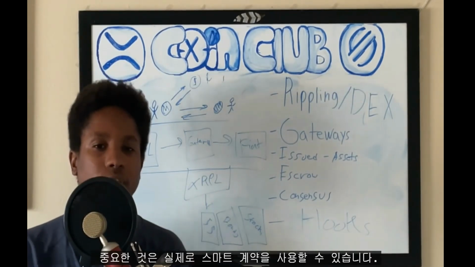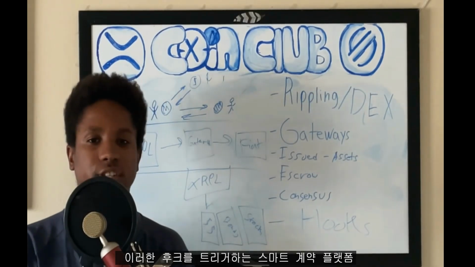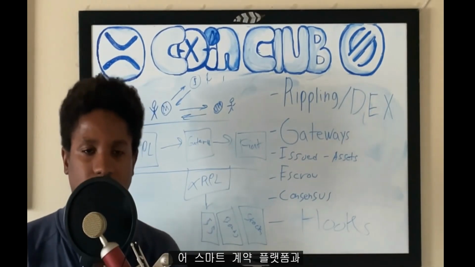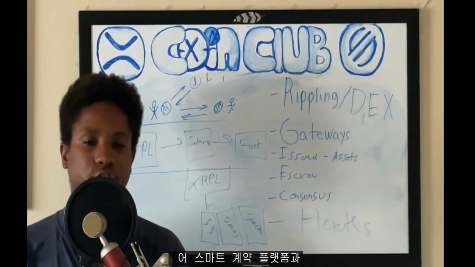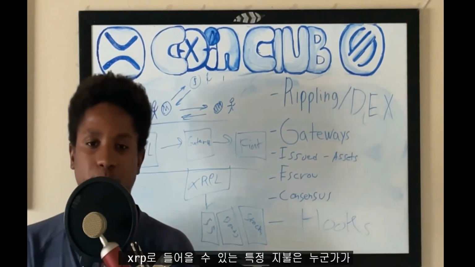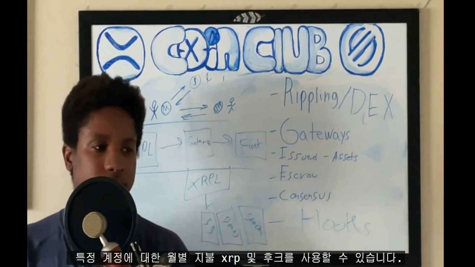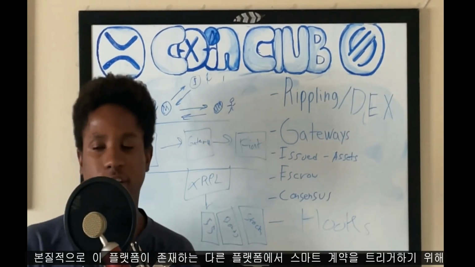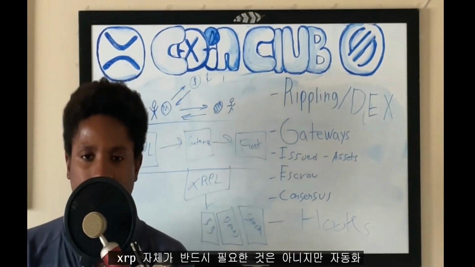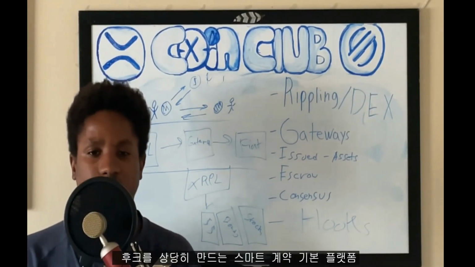Well, why is this important? Well, you can use a smart contract platform to trigger these hooks for certain smart contract needs. So let's say you're using the Flare smart contract platform, and you wanted to make sure that you're able to maintain certain automations based off of certain payments that may be coming in XRP. Let's say somebody makes a monthly payment in XRP to a certain account, and they're able to use a hook to trigger a smart contract on another platform, this platform being Flare, to execute whatever automation that may be, even though XRP itself isn't necessarily a smart contract native platform.